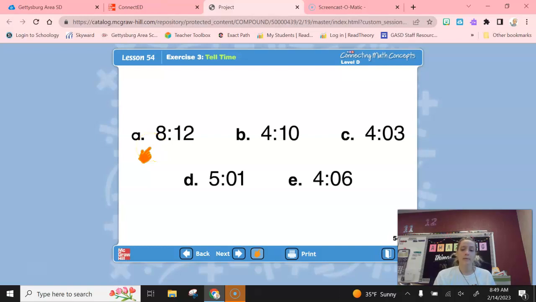A, what would A be? 8:12. It's 8 hours and 12 minutes. How about B? You should say 4:10. It is 4:10 in the afternoon or the morning, and it's 4 hours and 10 minutes. C, 4:03. D, 5:01. And E, 4:06. That's digital time.